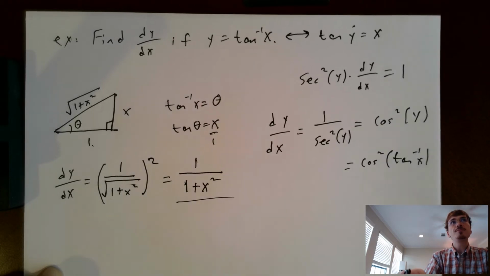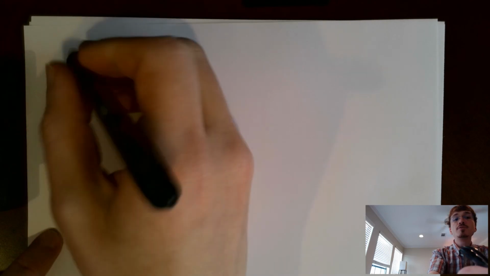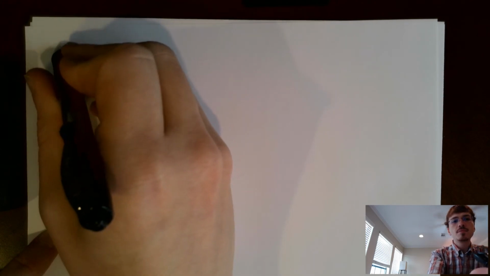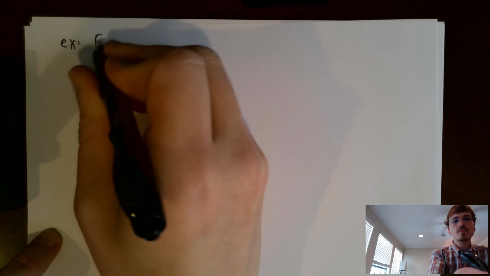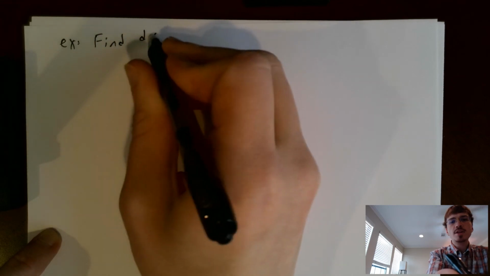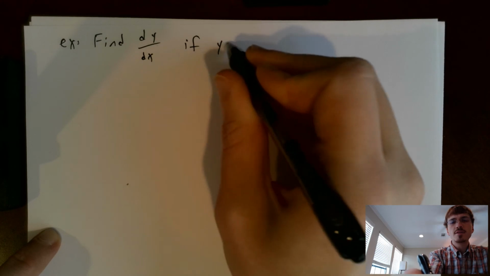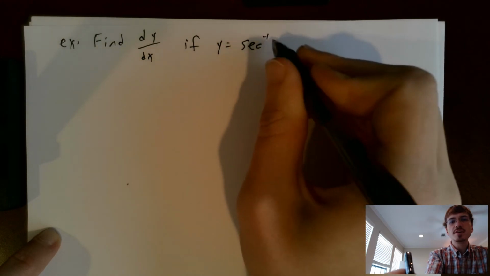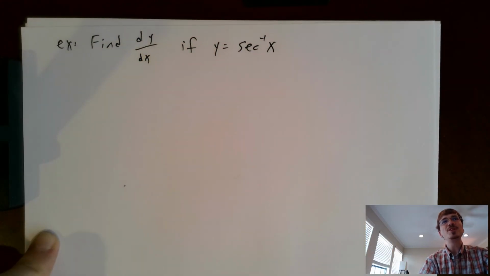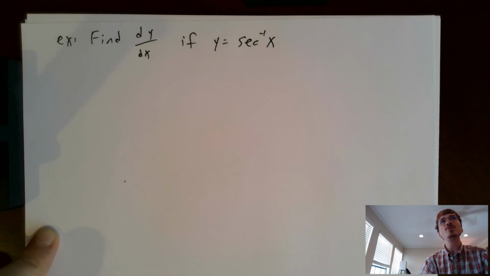Let's do one more. Let's try to find a formula for inverse secant. Find dy dx if y is equal to the inverse secant of x. Pause the video, try this yourself. There's a little wrinkle at the end, but we'll talk about that together.